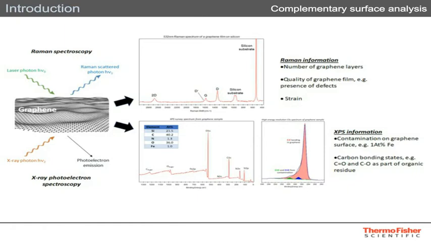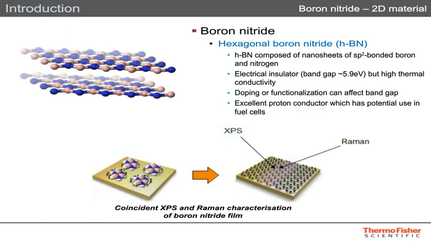Moving on to some case studies for coincident XPS Raman analysis, we begin with the 2D material boron nitride. Boron nitride can exist in different crystal phases, including hexagonal or cubic arrangements. We'll use XPS to actually locate the boron nitride film on a substrate and to obtain elemental and chemical information. We'll then use Raman for information about the crystal structure.